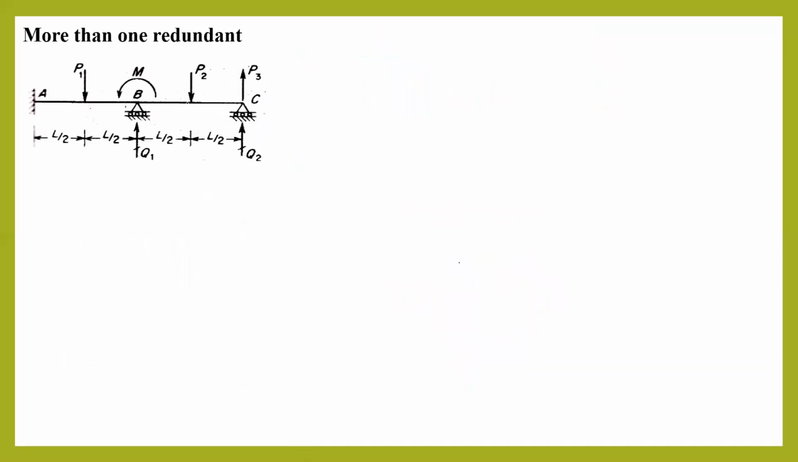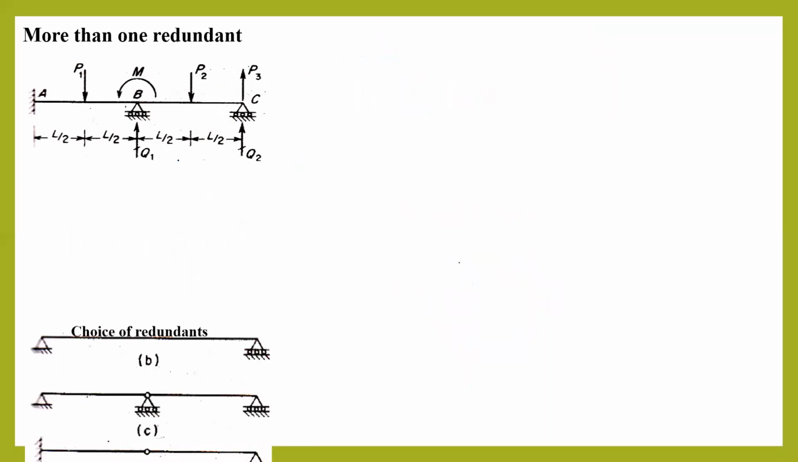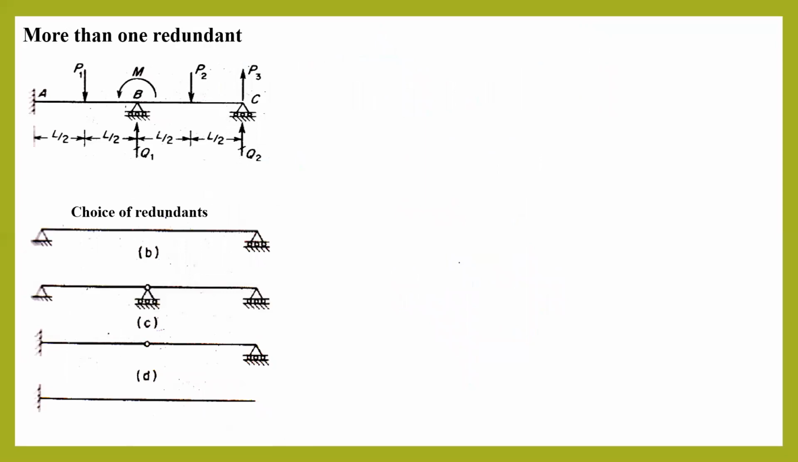Okay. Now if there is more than one redundant, this process is again similar to the process we have done for one redundancy. So again we choose redundants. As I said, it is easy to choose moments as redundants. So M is easy. But if you take force as redundant or reaction as redundant, it will take some time to calculate the corresponding flexibility matrix.